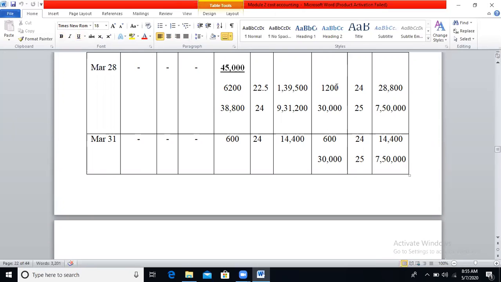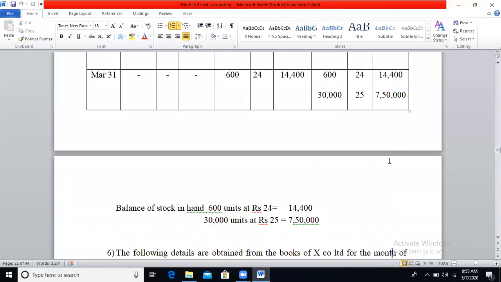So out of 1,200, you have already issued 600 units. The remaining quantity will be 600 units at rupees 24. You will get 14,400. Still, we are having 30,000 units at rupees 25. The total value will be 7,50,000. So the closing stock or balance of stock will be 600 units at rupees 24. The total value will be 14,400, and 30,000 units at rupees 25. You will get total value as 7,50,000.